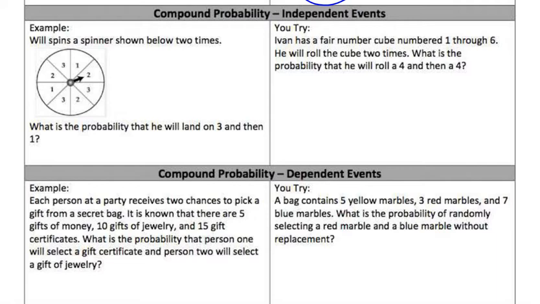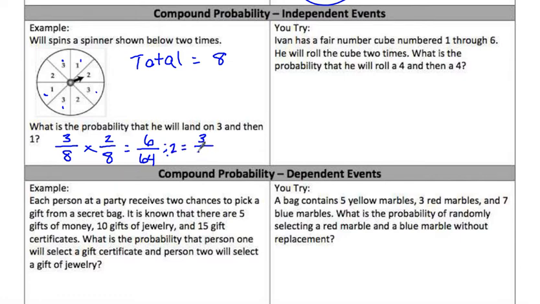So Will spins a spinner shown below 2 times. What is the probability he will land on 3 and then on 1? So I need to know how many total sections there are, and there are 8 sections if you count them up. There are 3 threes, so 3 out of 8, times the probability of a 1. There are 2 ones, and the denominator stays the same because it's independent. 3 times 2 is 6, 8 times 8 is 64. Divide by 2. I'm left with 3 over 32, which does not simplify. So that's your probability for that one. You try the next one.